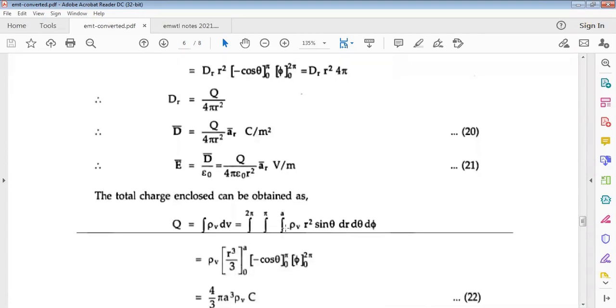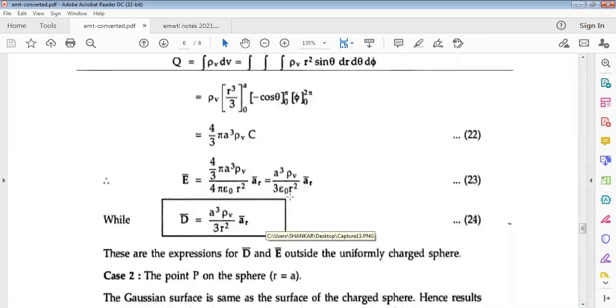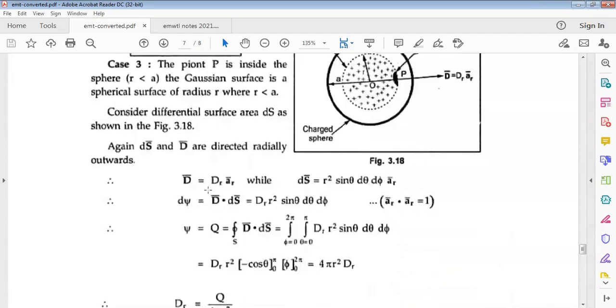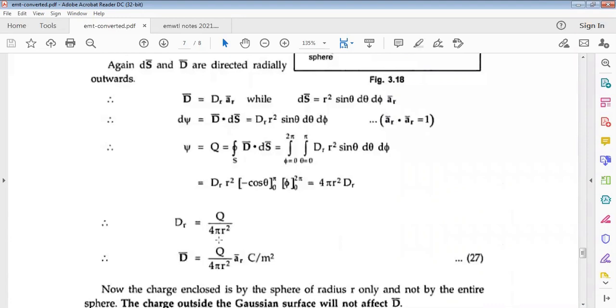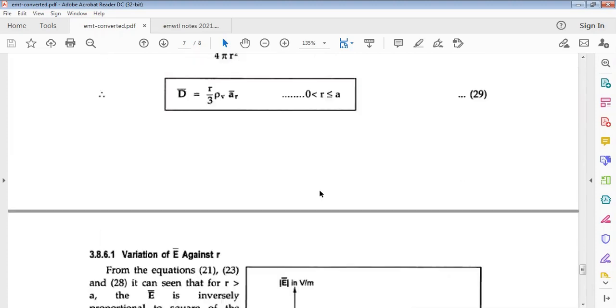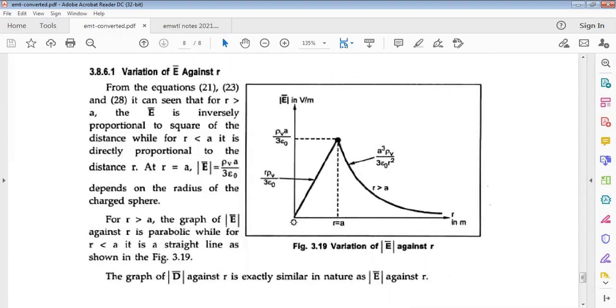The same thing is there: when R is equal to A there is an effect, and for R less than A you also get the D bar. There is Q by 4 pi R squared for D bar and Q by 4 pi epsilon naught R squared for the E bar. So the variation is there. It does not go from zero; it slowly increases and then decreases.